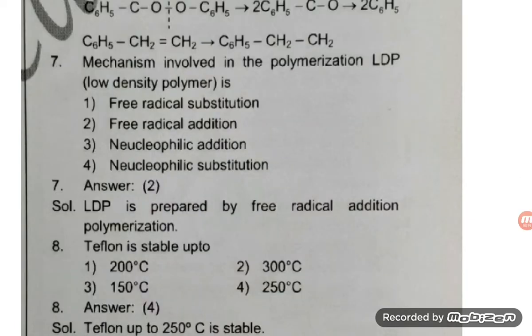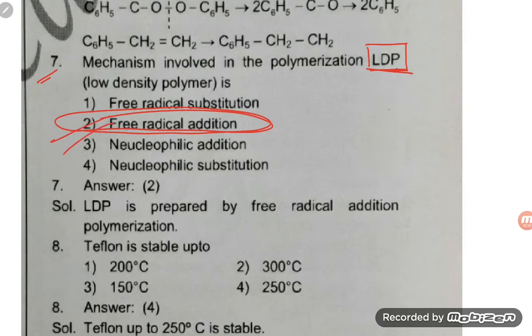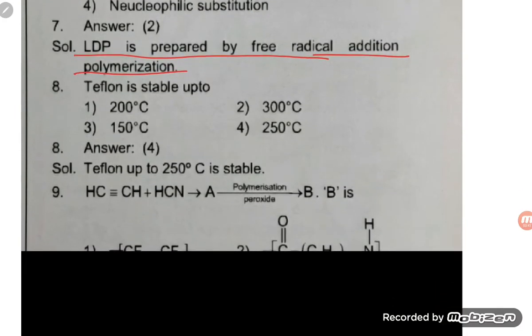Now you see problem number 7, students, what are they saying? The mechanism involved in the polymerization of LDP, low density polythene. Polythene is always a free radical mechanism, students. So it is a free radical addition mechanism. So option number 2 is correct, students. Low density polythene is prepared by free radical addition polymerization.